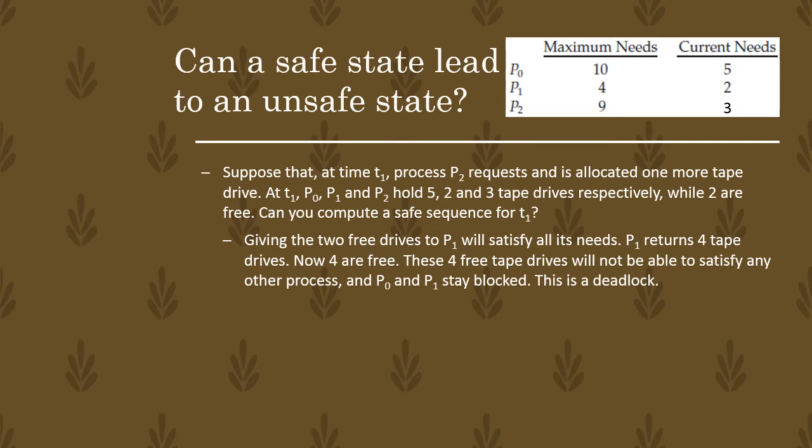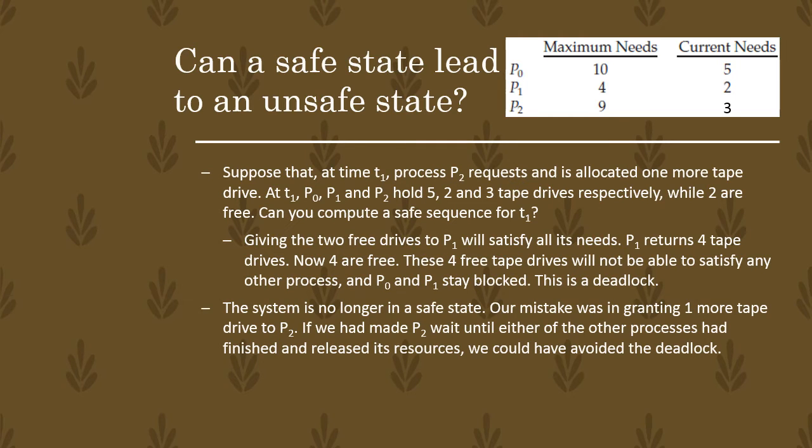Giving the 2 free drives to P1 will satisfy all its needs. P1 returns 4 tape drives. Now 4 are free. These 4 tape drives will not be able to satisfy any other process, and P0 and P2 stay blocked. This is a deadlock. The system is no longer in a safe state.